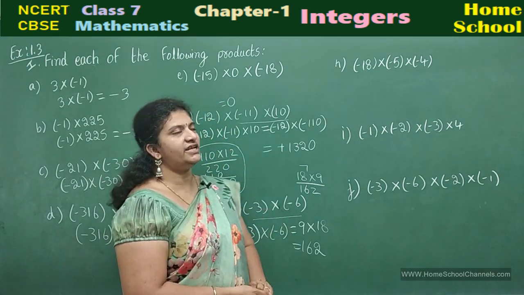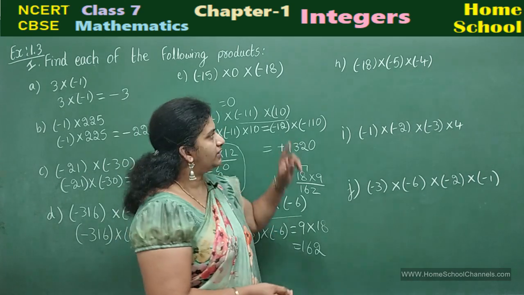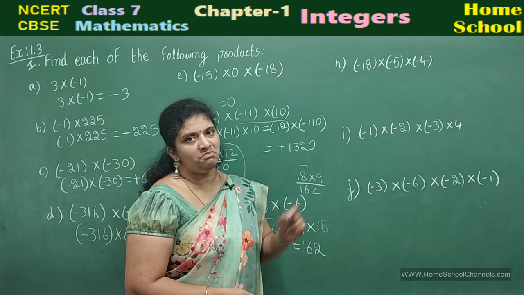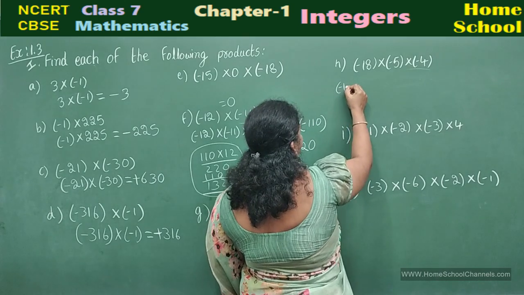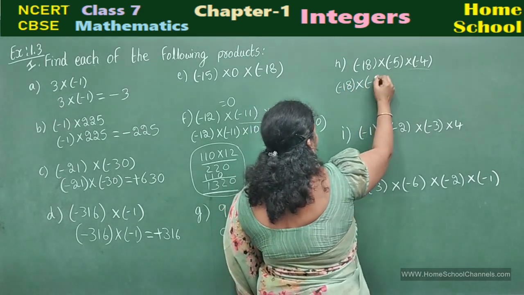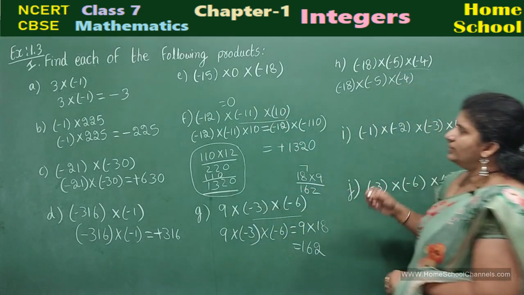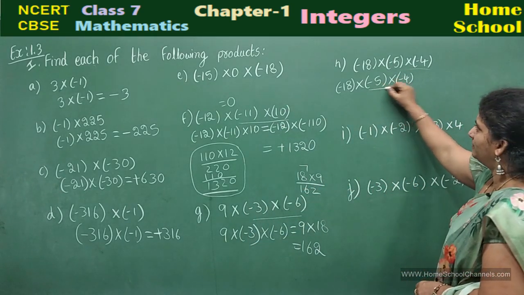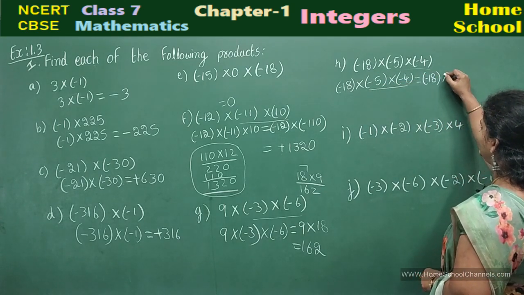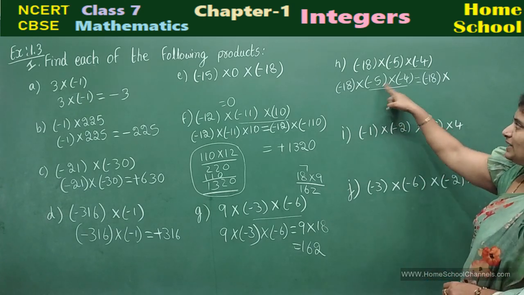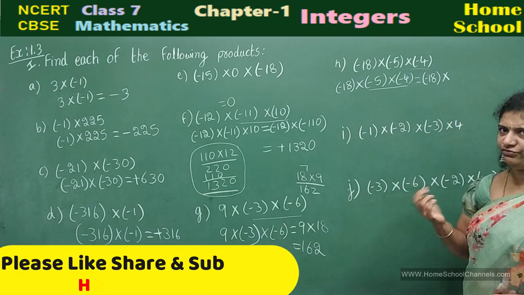Minus 18 into minus 5 into minus 4. So, any two you select first. Let me go with minus 5 and minus 4. Multiply these two. Rewrite the question. Minus 18 into minus 5 into minus 4. These two first let us multiply. This one as it is, minus 18 into. Multiply this sign. Minus into minus is plus. Plus no need of writing.